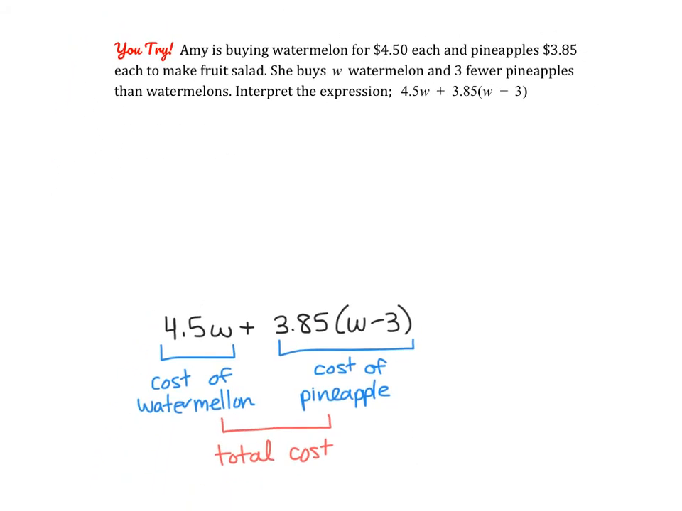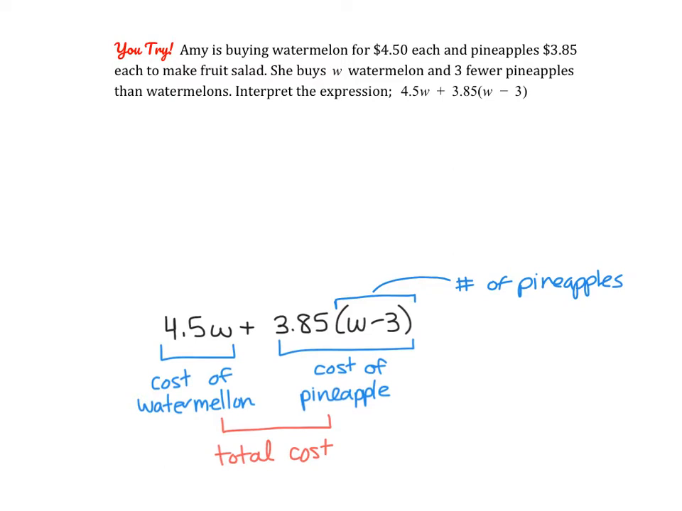Okay, let's have a look. So here, this first one, 4.5 is the cost for a watermelon. W is the number of watermelons, so if you multiply, that must be the total cost of all the watermelon. 3.85 is the cost for one pineapple. And then W - 3, this should represent the number of pineapples that were bought.